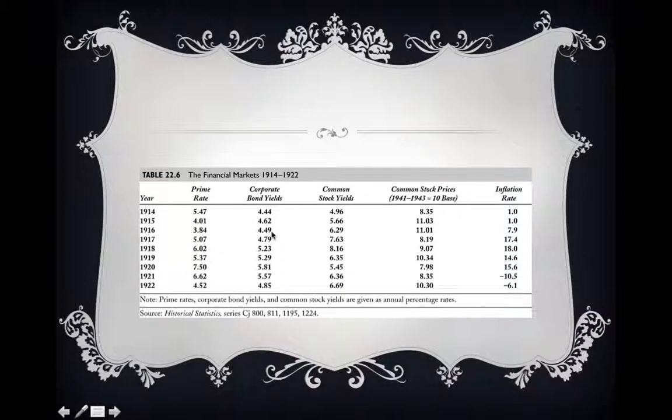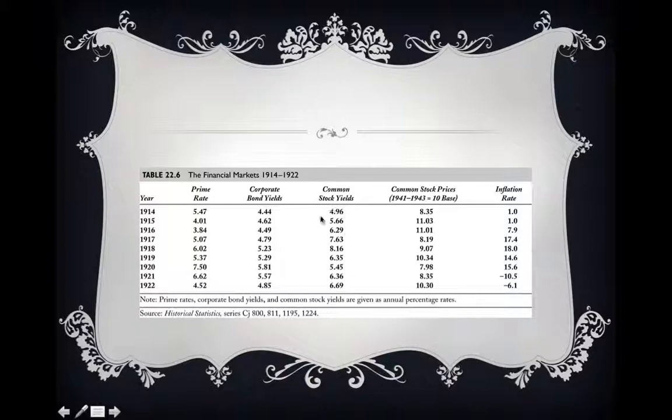Let's see what we see for bond rates, 1916 to 1917, 1918, and 1919. We see a trend of bond rates going up, so an upward trend of interest rates in both the prime market and the bond market. What do we see for common stocks? Common stocks, the rate of return on common stocks is much higher.